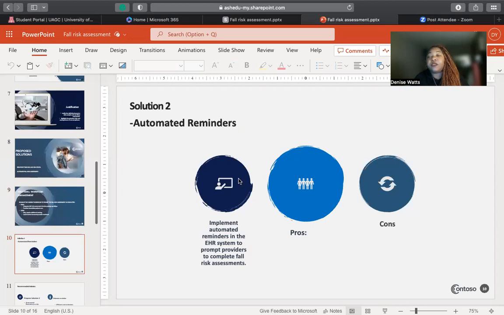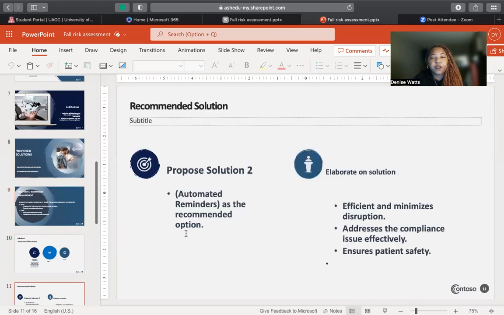Automated reminders are essential to any implementation, being integrated and maximized to the benefit of the patient and the doctor. Propose a solution. Automated reminders and recommended options are efficient, minimize disruptions, address the compliance issue effectively, and ensure patient safety.